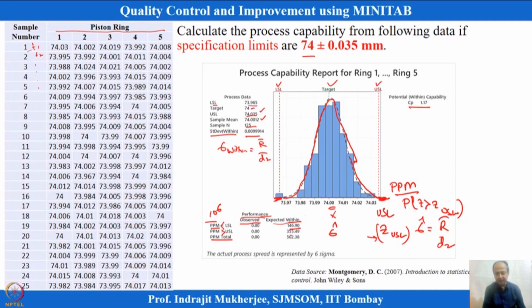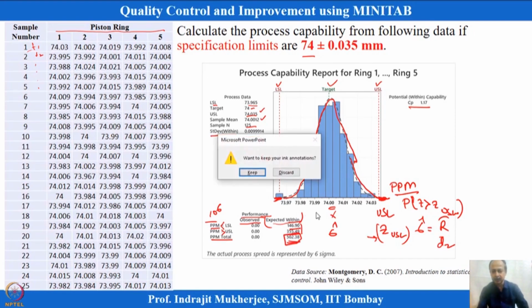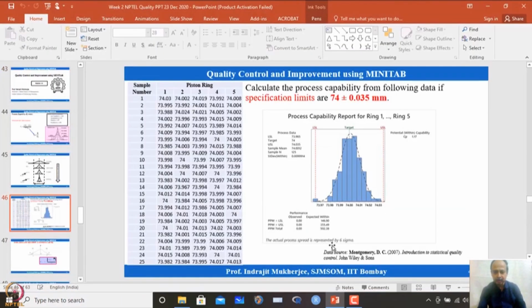So, expected within and expected ppm more than USL also. So, this is the expectation in case you are just superimposing and thinking that this is a perfect normal distribution with the mean and standard deviation calculated from the data set, how much will be the fallout from LSL and USL, and the total summation of these two will give you the total values that you see over here. Okay. What are the options that we use over here? So, I will just show you the options.